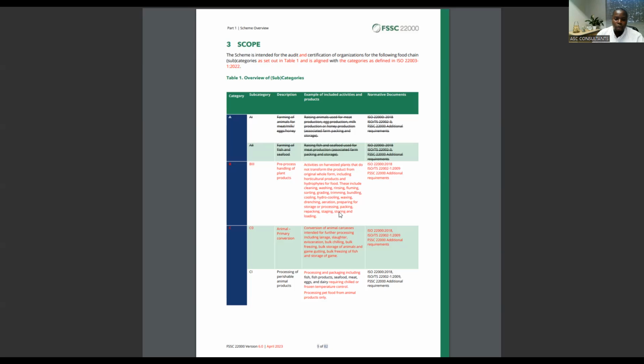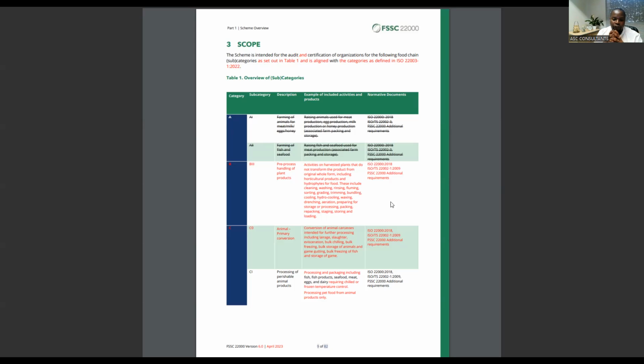And they've clarified exactly what that means. Here we are talking about activities on harvested plants that do not transform the product from its original whole form. Those are the sites that still keep the product as it is, which could include cleaning, washing, rinsing, fluming, sorting, grading, but not completely changing the product. So that is the pre-process stage. And of course, if you are at that site, you will still use part 1 of the technical specification for food manufacturing. Then there is category C0, which speaks to primary animal conversion.